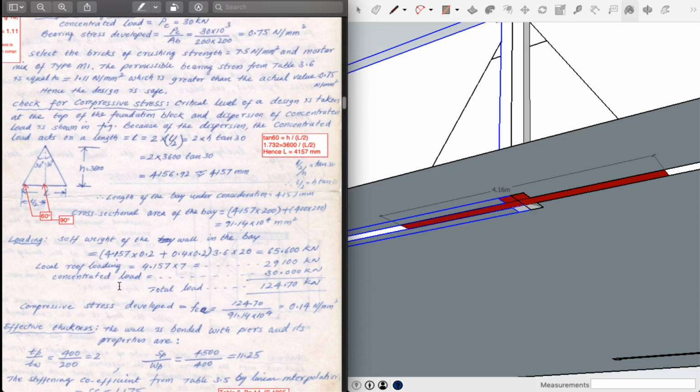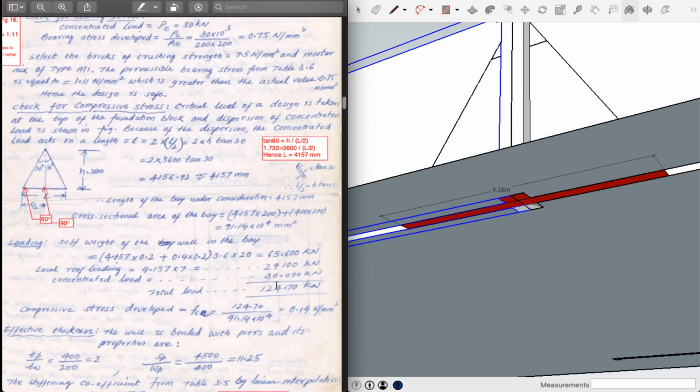Next, we have a concentrated load of 30 kilonewtons. Again, we are going to include the concentrated load here as well because it is being distributed all the way to the bottom. So the concentrated load is 30 kilonewtons, and the total is 124 kilonewtons, which is the overall summation of all the loads that are happening.